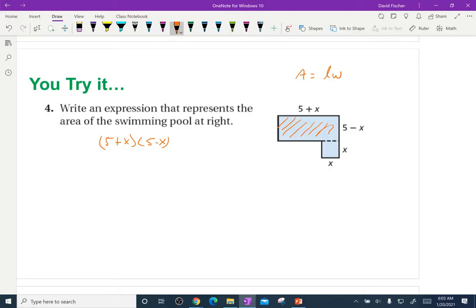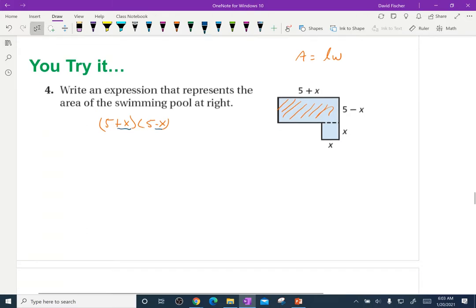Aren't both of these middle terms going to kind of cancel out? Okay, because they're the same thing, just one's a plus and one's a minus. So I'm going to go right for my final answer in standard form. It's going to be a minus x squared. I know my middle terms are going to cancel out, and 5 times 5 is a plus 25.